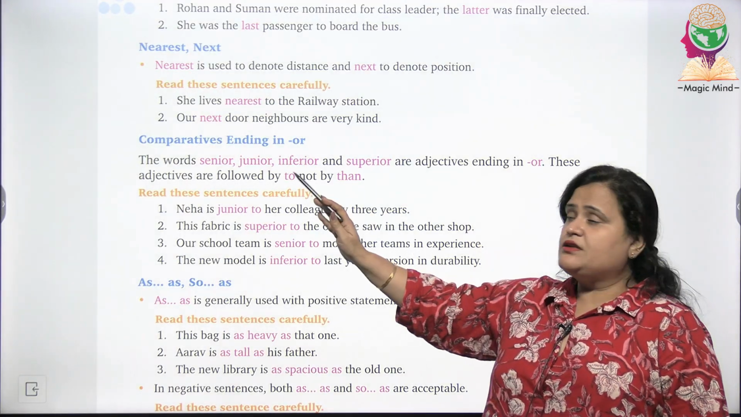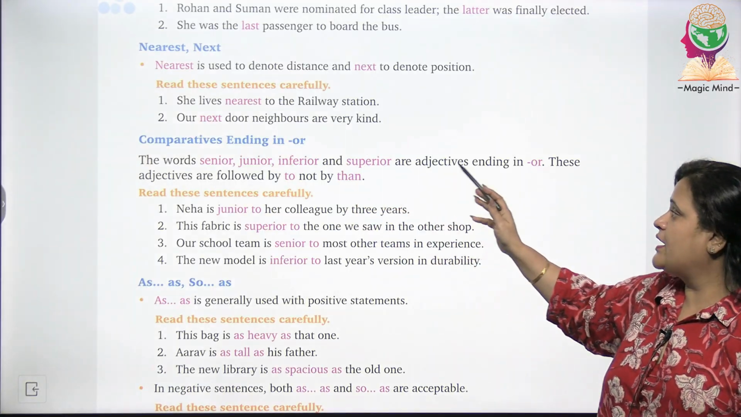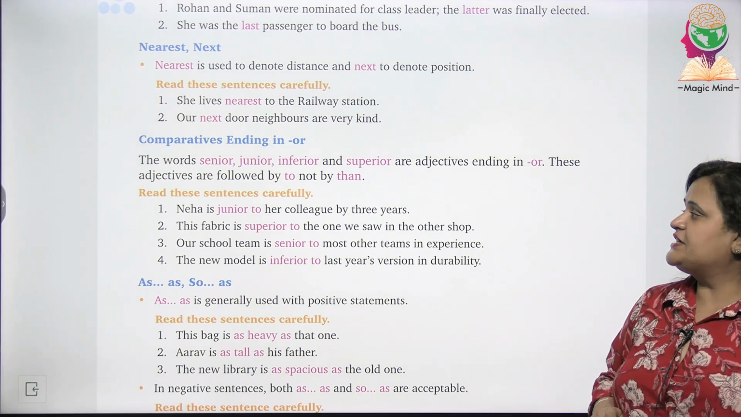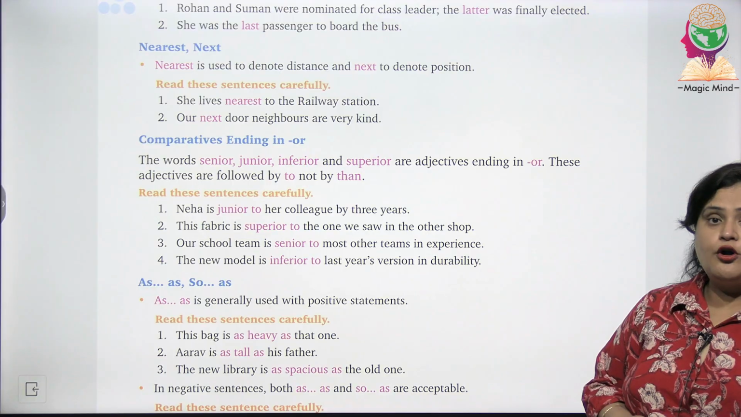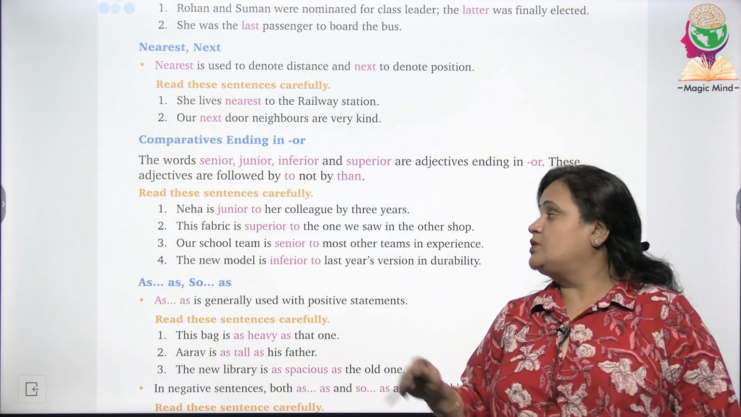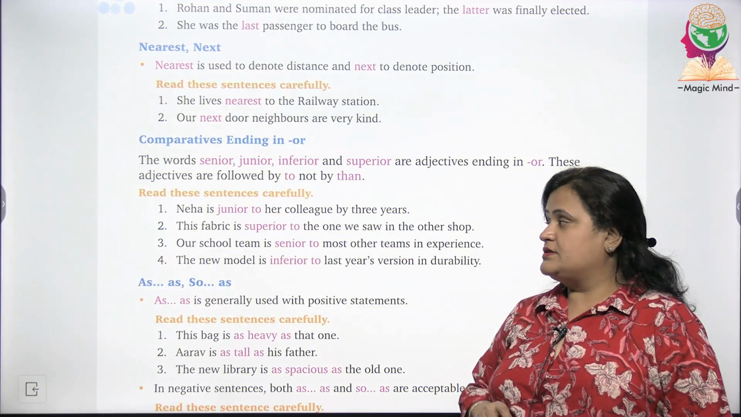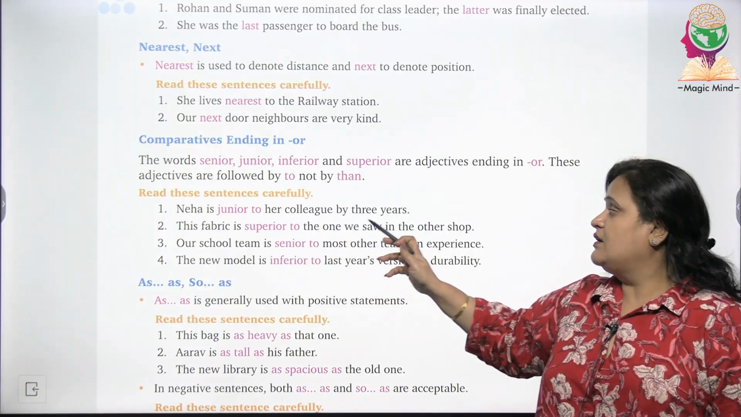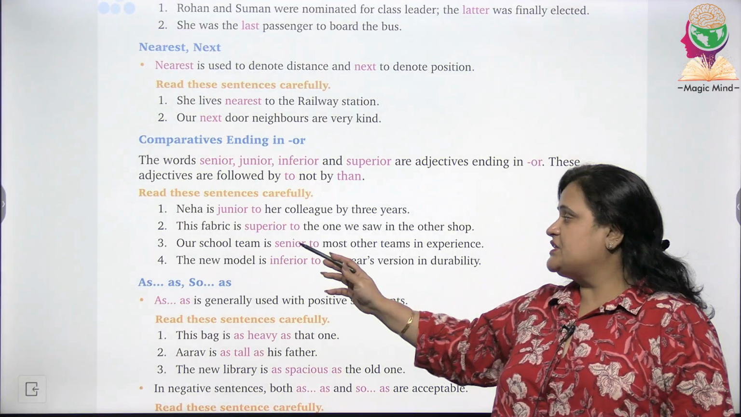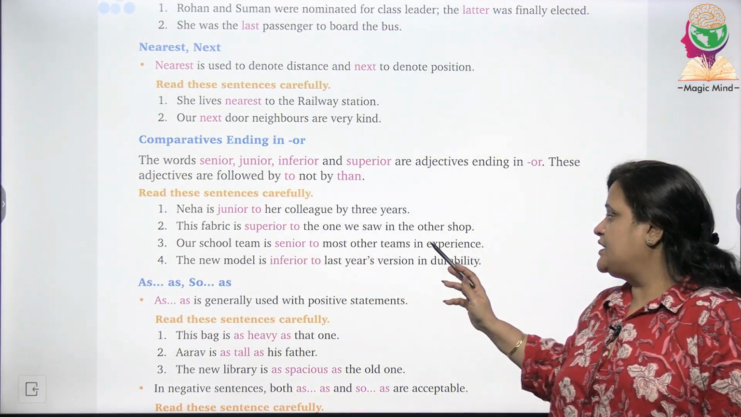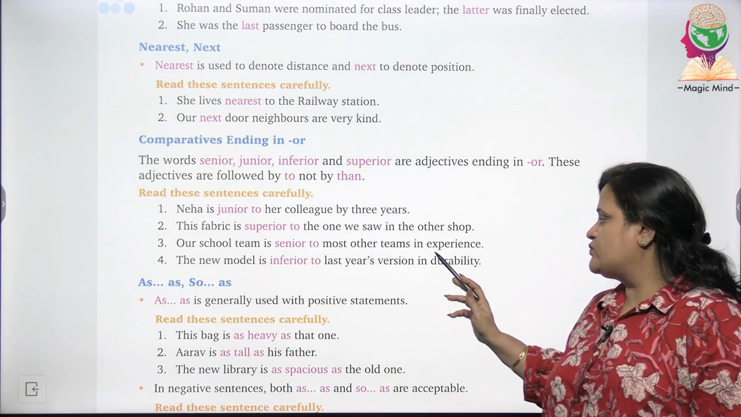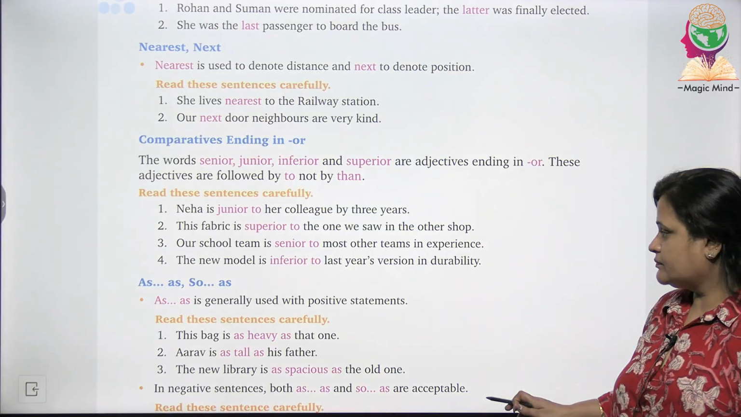Comparatives ending in or. The words senior, junior, inferior and superior are adjectives ending in or. सब or से end हो रहे हैं. These adjectives are followed by to, not by than. Example, Neha is junior to her colleague by 3 years. This fabric is superior to the one we saw in the other shop. Our school team is senior to most other teams in experience. The new model is inferior to last year's version in durability.